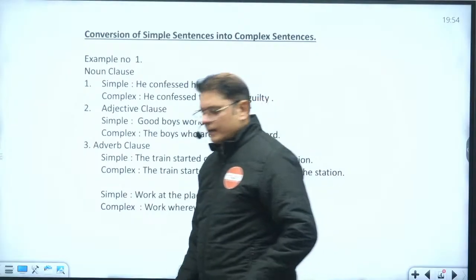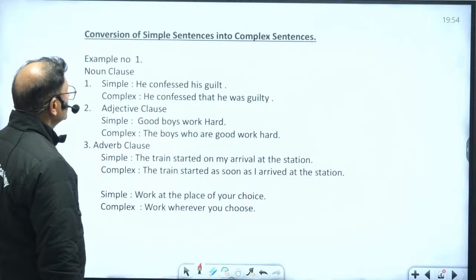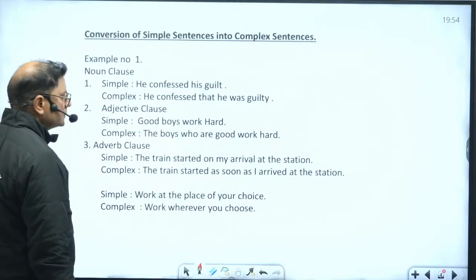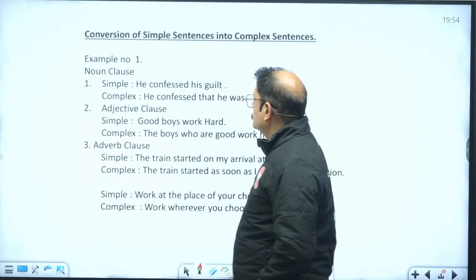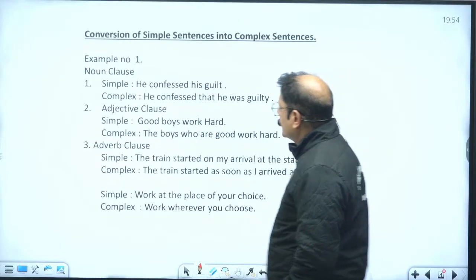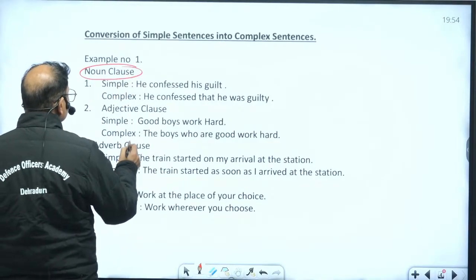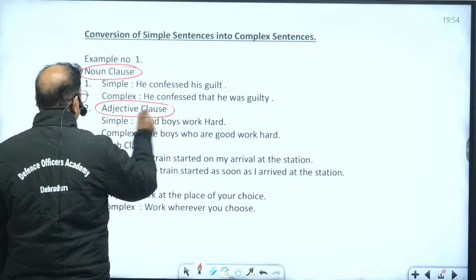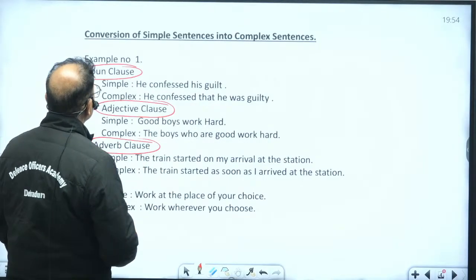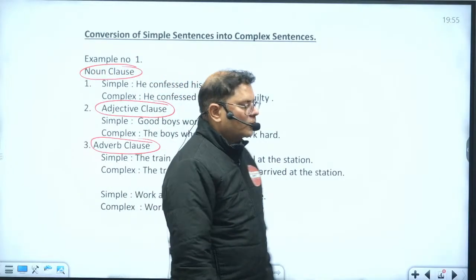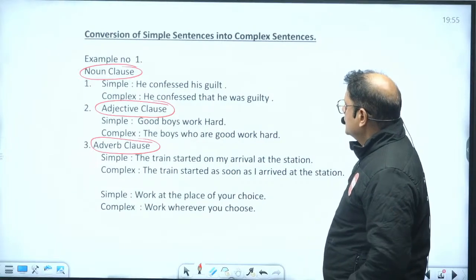Okay, please see this one. I have brought some examples for you how you can change a simple sentence into complex sentence. We'll try to see some examples how with the help of noun clause, then adjective clause. This is very, very important. Noun clause, adjective clause and adverb clause. We can change simple sentences into complex ones. Okay, let's look at this.